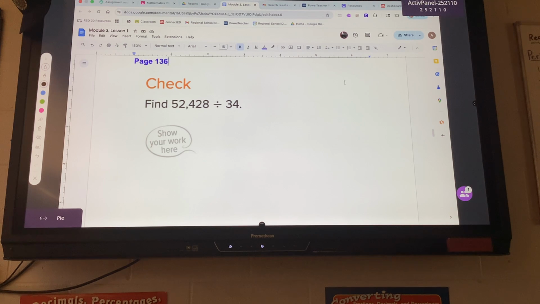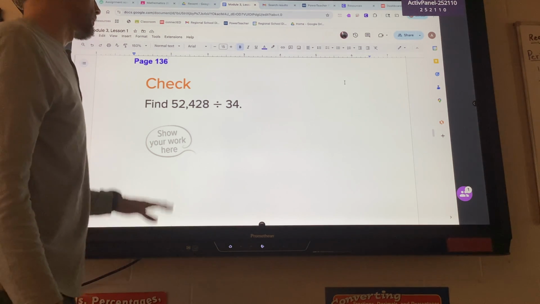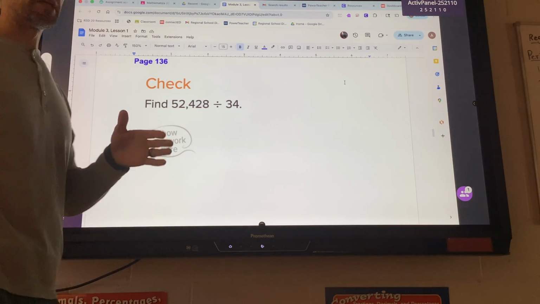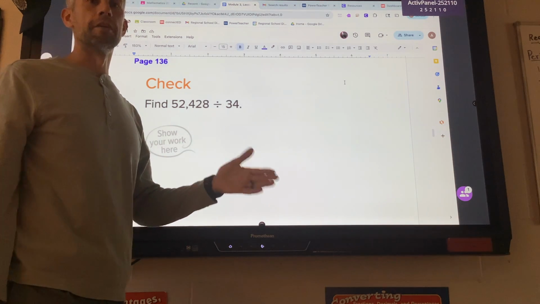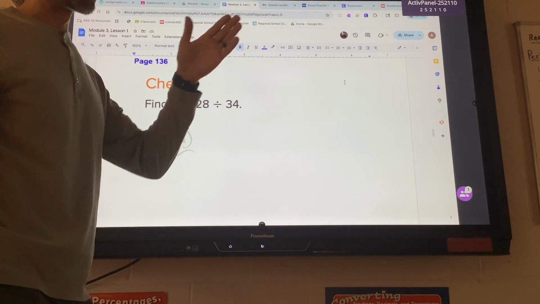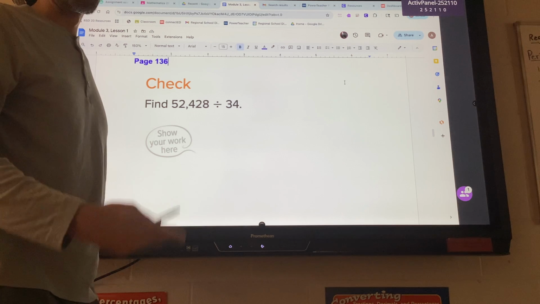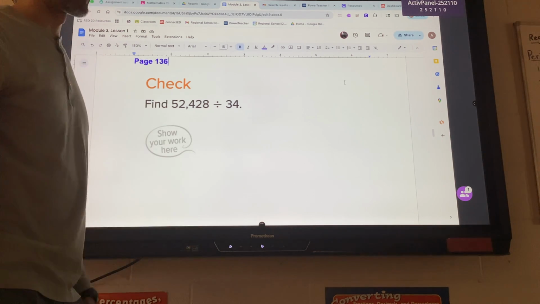Okay, so on page 136, if you could turn in your workbook to page 136, you're going to see a check problem. If you need it, you can go back to 135 and there is an example problem that shows you how to do long division with a double-digit divisor. I'm going to do this problem with you.